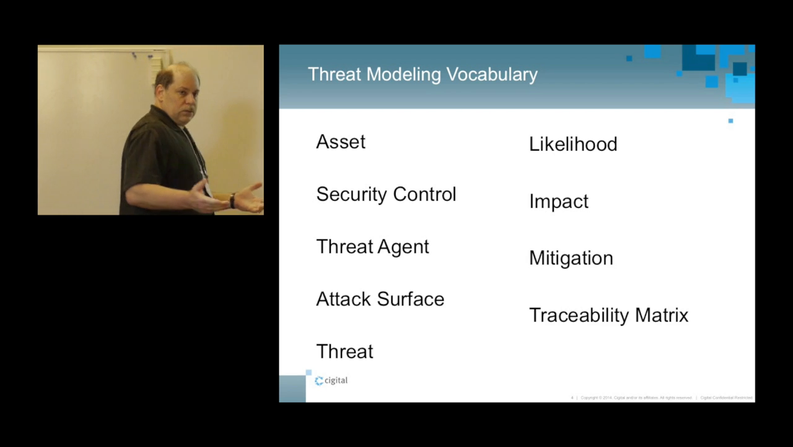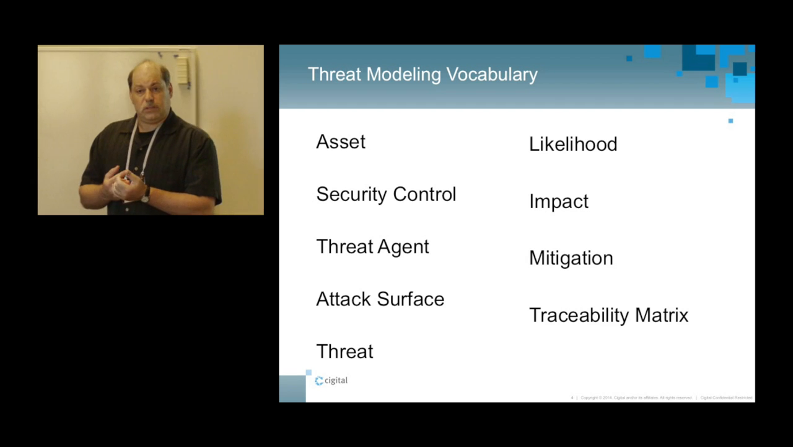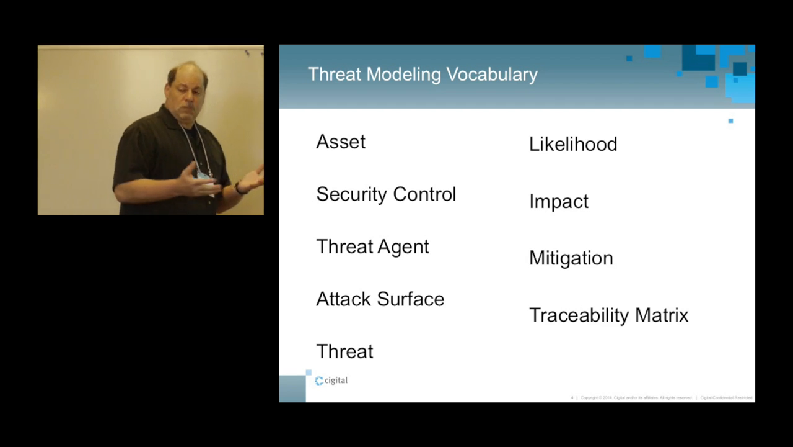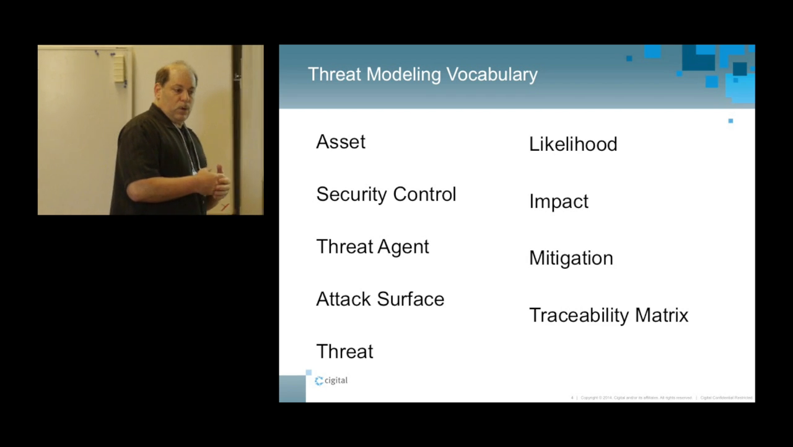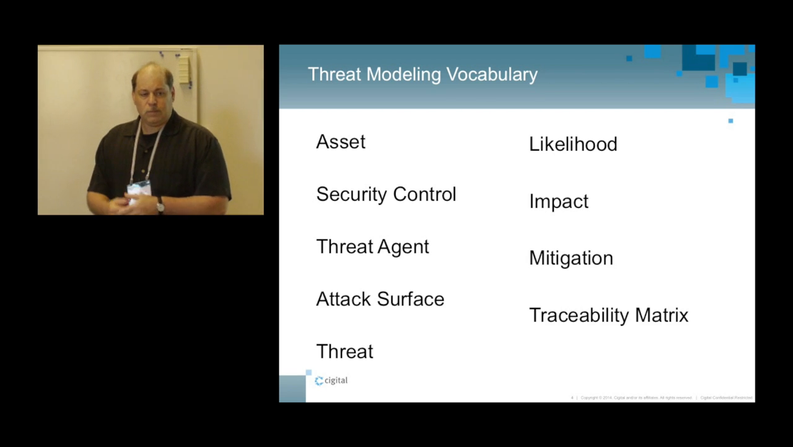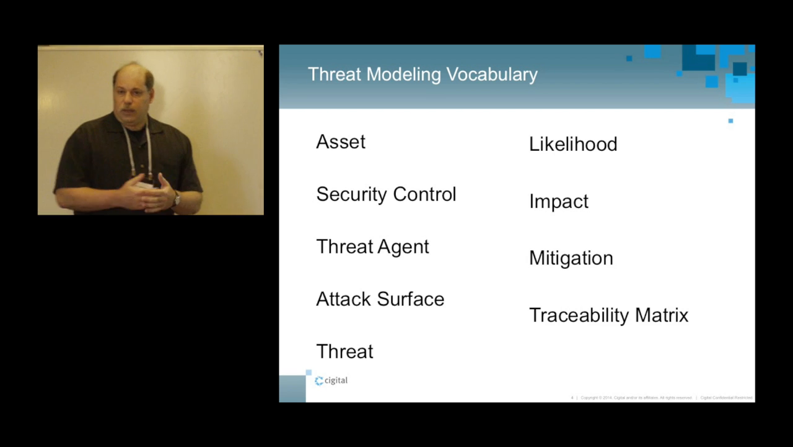An asset is something that needs to be protected, or a property of the system that needs to be protected. So availability is a property of the system. That could be deemed an asset, as well as a piece of data or a piece of critical functionality, something that you want to protect. We have a security control, the thing that is protecting the asset.